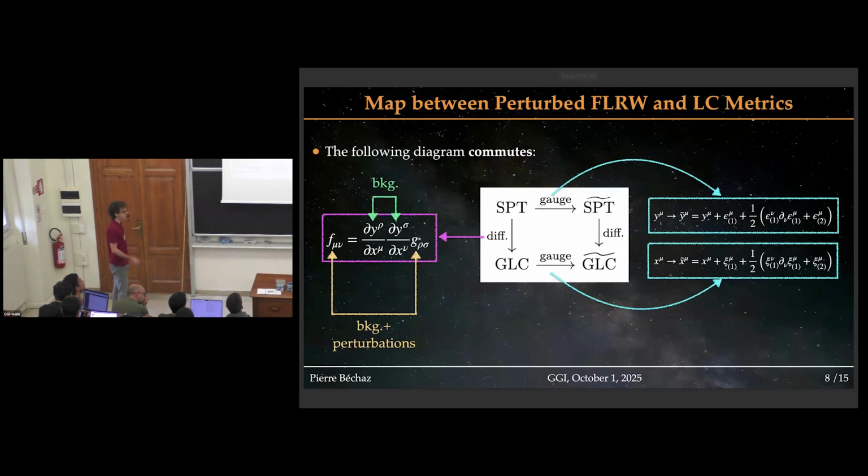And then the key point, mathematically but also physically, of this formalism is that this diagram commutes. So let me explain what I mean. You take a given gauge in standard perturbation theory, and you can move from one gauge to another using the usual gauge transformation.